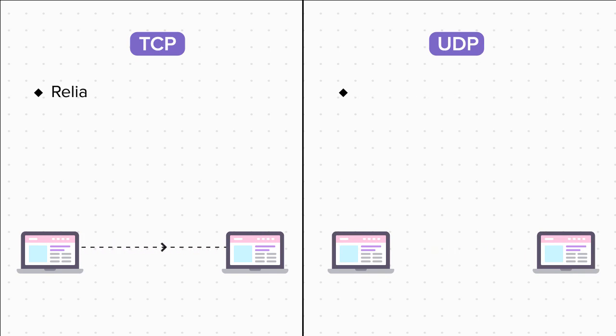The next difference is that TCP is reliable while UDP is not. So in TCP, the sender sends the packet, then waits for confirmation from the receiver. Once the receiver confirms that it has received the packet and it is not corrupted or destroyed on the way, the sender sends another packet and the process continues. This process ensures complete reliability.